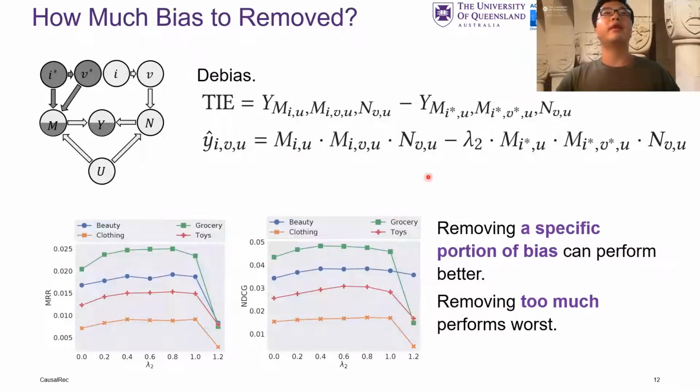And we remember that in our final prediction formula, we have a hyperparameter lambda2, which is used to control how much bias we want to remove in our initial prediction. So we can see that in these two figures the x-axis indicates the scale of the lambda2. And in some specific scales, when we remove a specific proportion of the bias, the performance can be improved. While if we remove too much of the bias, the performance will become very bad. So there is an appropriate proportion of the visual bias that we want to remove in our initial prediction.